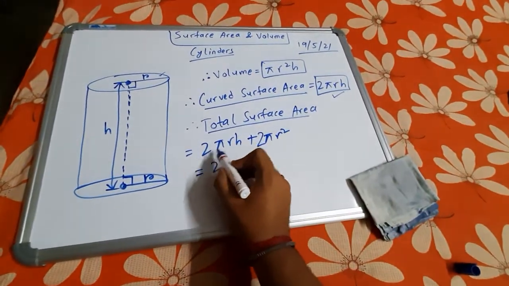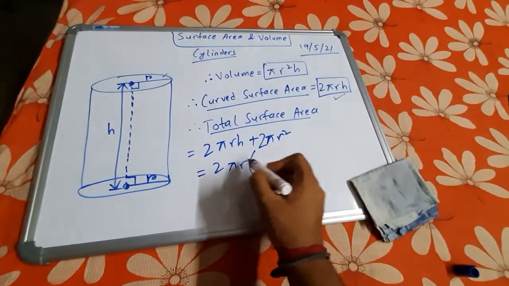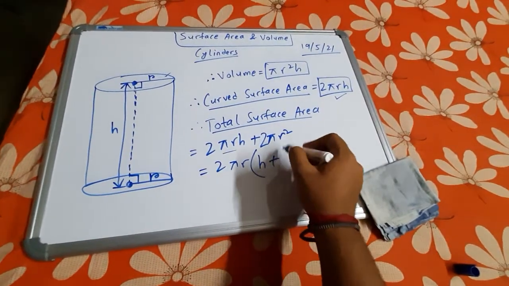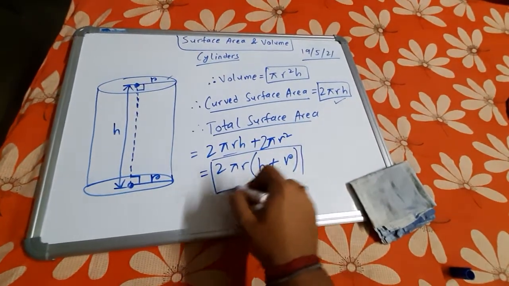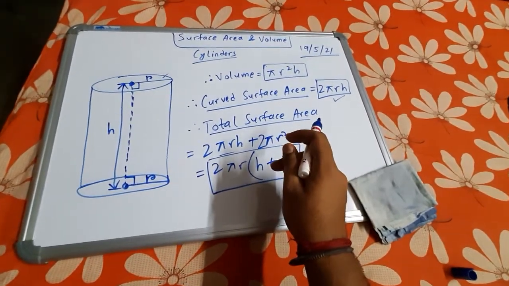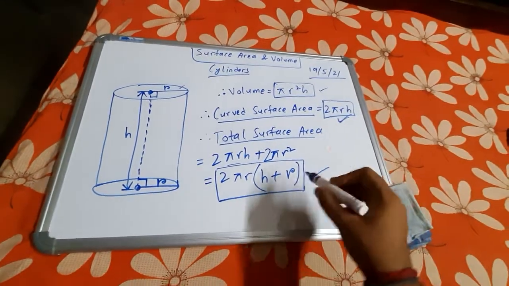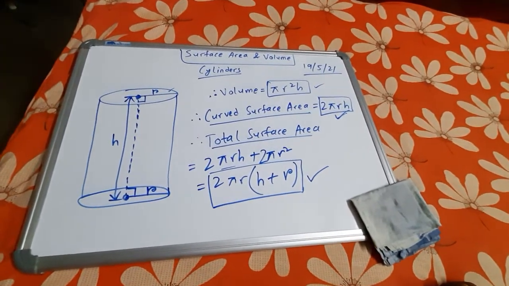Now see, 2 pi r can be taken common. If you take it common, h is left over from the first term and r is left over from the second term. Okay, now this is the formula for the total surface area of any cylinder. This is the volume, this is the curved surface area, this is the total surface area. These three formulas we will be needing throughout the whole exercise to do all kinds of sums.